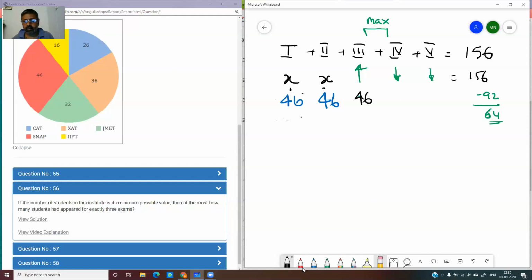Now the remaining I'll split. I'll remove another 46 from this, so I have another 18 remaining, isn't it? Now I should look at the minimum. What will be the minimum? 18. Wait, I can take it as 9 and 9. Are we okay with the split? This distribution.